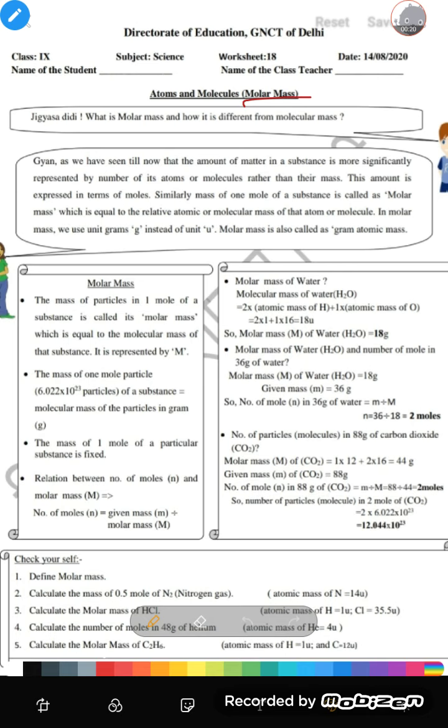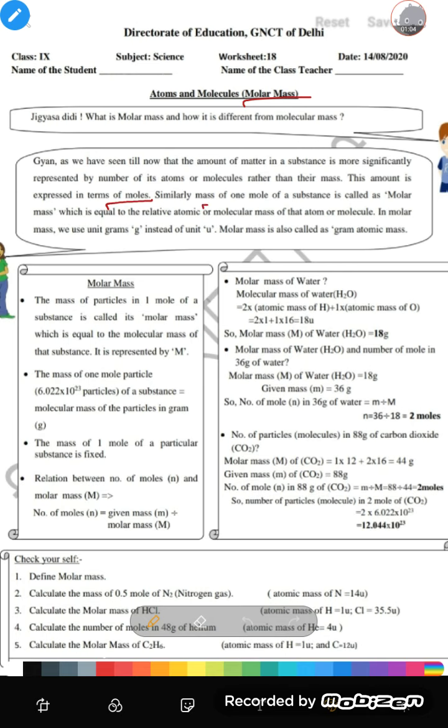Gyan is confused. He wants to know what is molar mass and how it is different from molecular mass. Didi explained the amount of matter in a substance is more significantly represented by the number of its atoms or molecules rather than their mass. This amount is expressed in terms of moles.